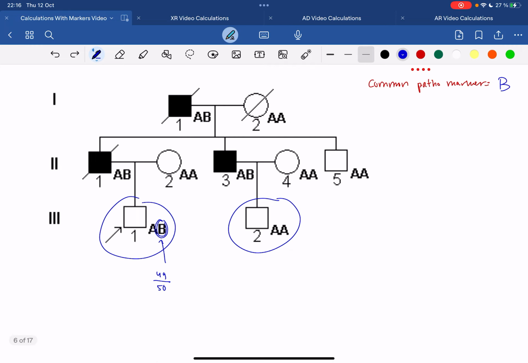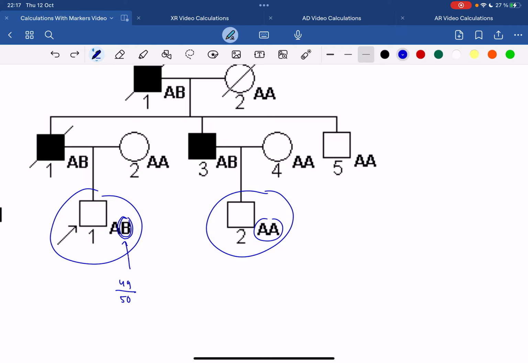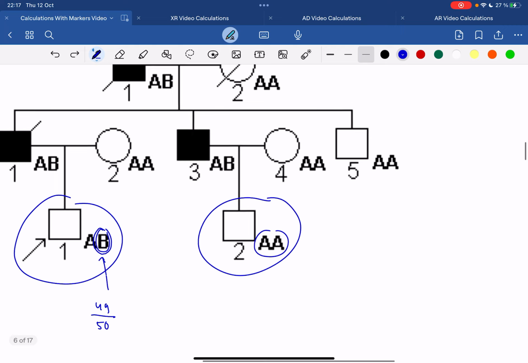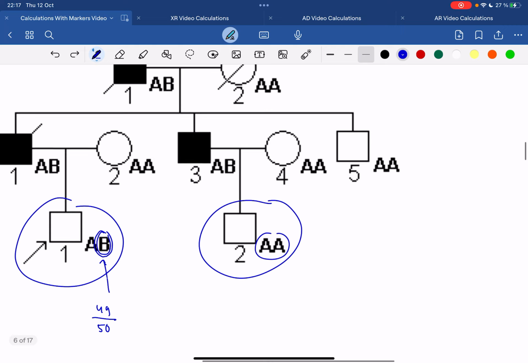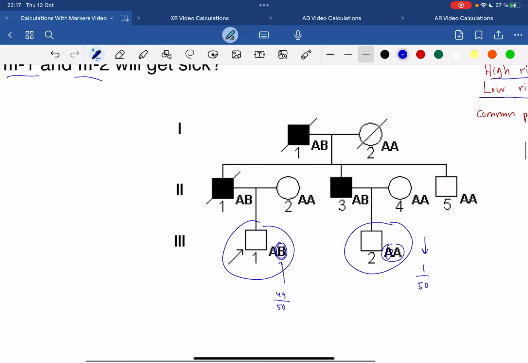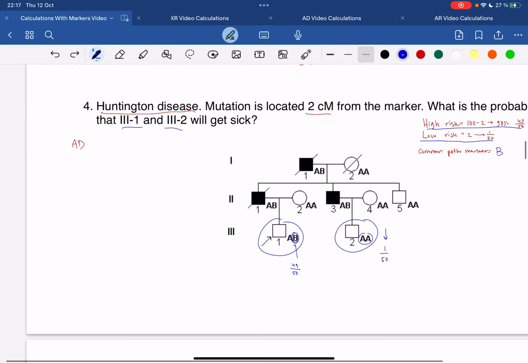While 3-2 has 2 A's, just like some healthy parents. However, this A could still be a B undercover depending on if crossing over occurs. There's a low risk for crossing over to occur, so there's a low risk for this person to be affected. Low risk is 1 in 50, because this A could still be the pathogenic B right here due to crossing over.